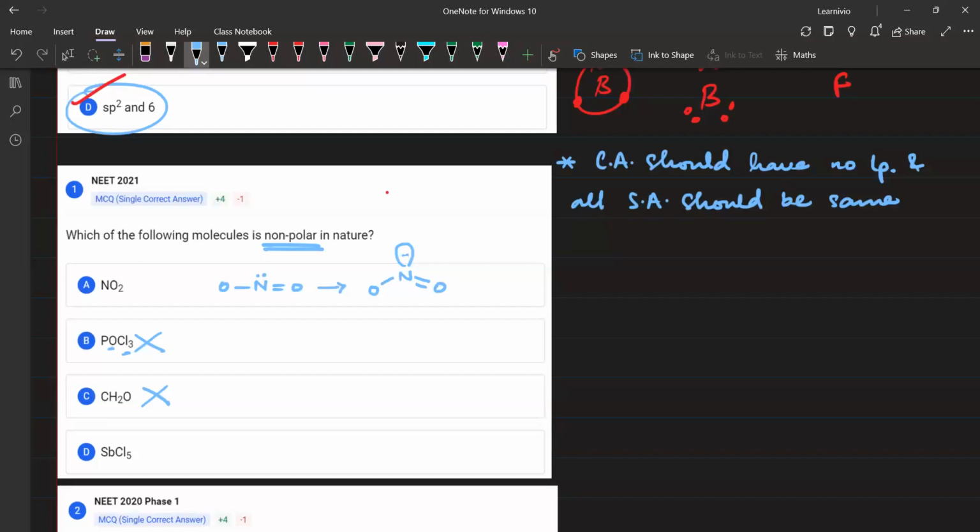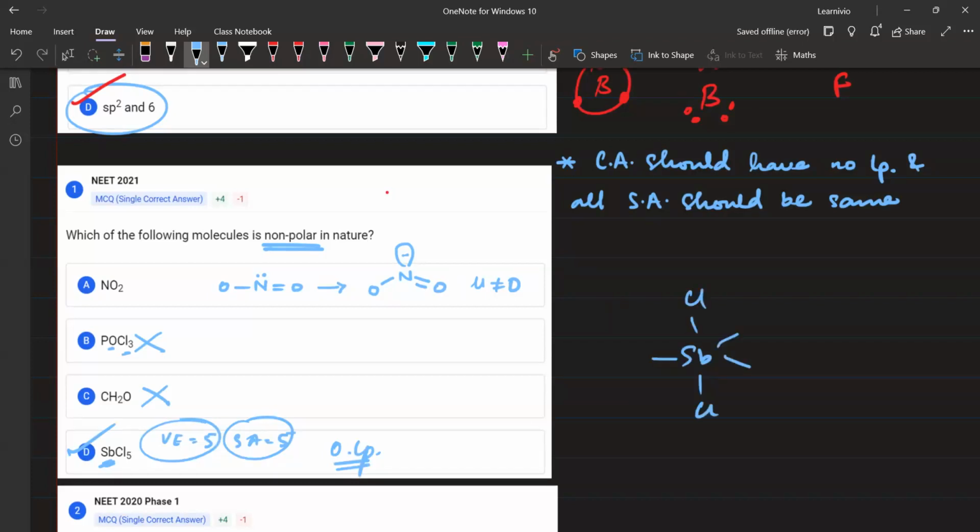Now we have SbCl5. If I look at SbCl5, Sb is coming in what? Right, the nitrogen family. The nitrogen family has valence electrons equal to 5. The surrounding atoms are also 5. So when both of these are the same, that means we don't have any lone pairs, zero lone pair. If we have zero lone pair and all the surrounding atoms are the same, it is going to be nonpolar. For example, the structure will look something like this. Sb will have three chlorine atoms and two chlorines here. So this is the whole structure of SbCl5.